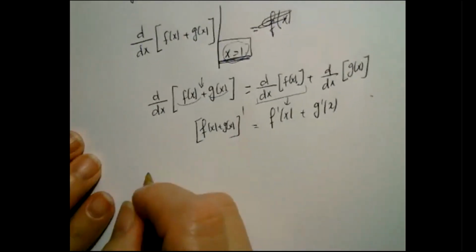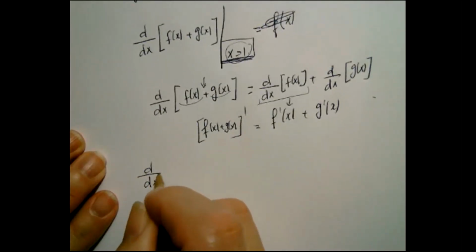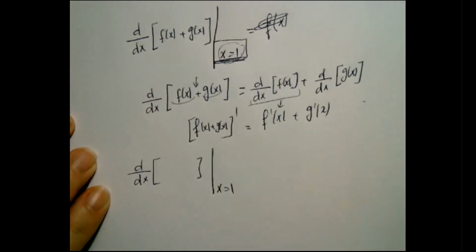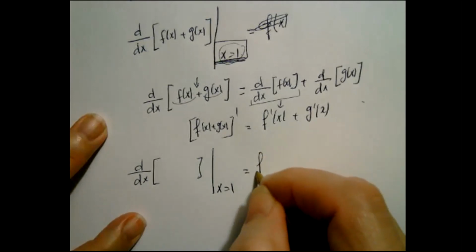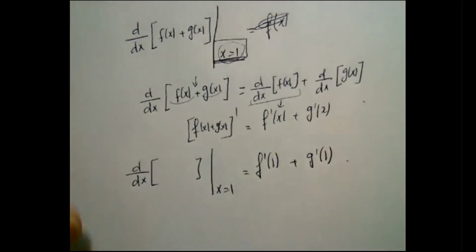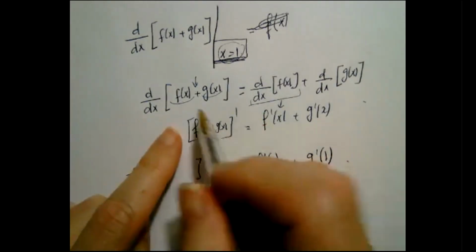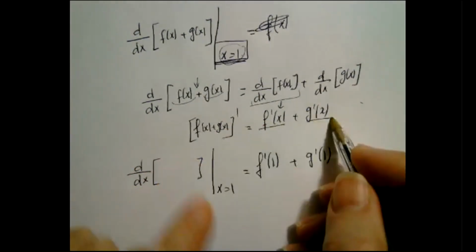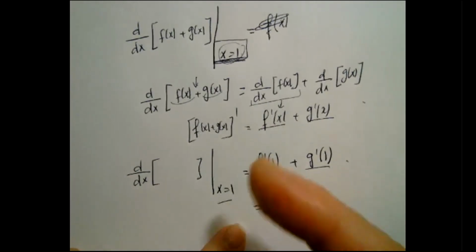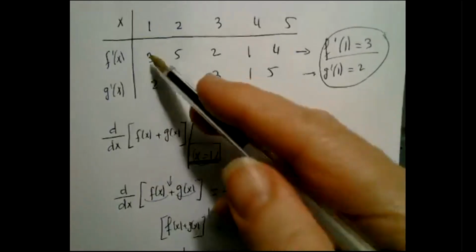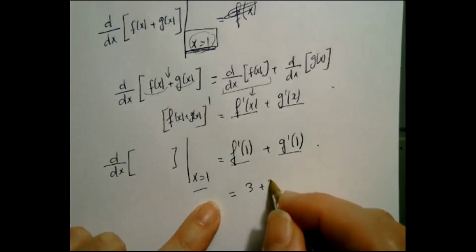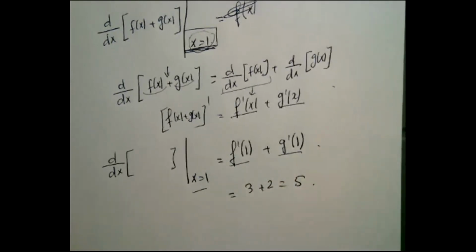Okay, so now we want the derivative at x equal to 1. So this is nothing more than the derivative of f at 1 plus the derivative of g at 1. For any x, the derivative is f prime plus g prime. At 1, it means f prime of 1 plus g prime of 1. And now we just pick up values from the list here. At 1, it's 3. This is a 2. So that's 3 plus 2, which is equal to 5.